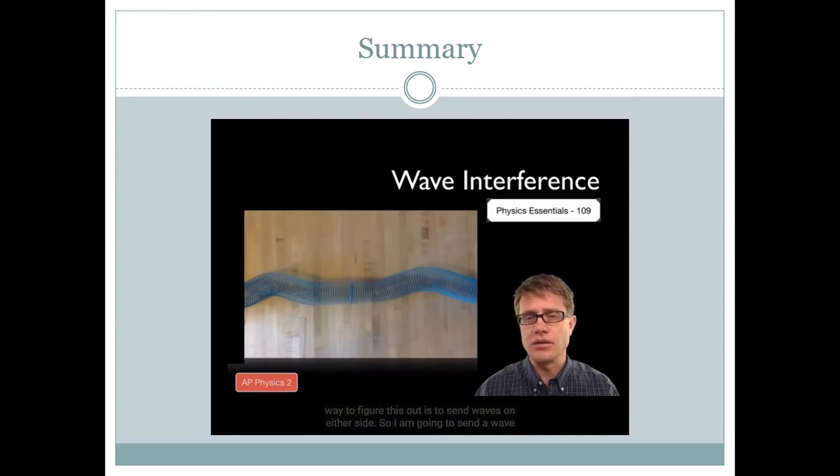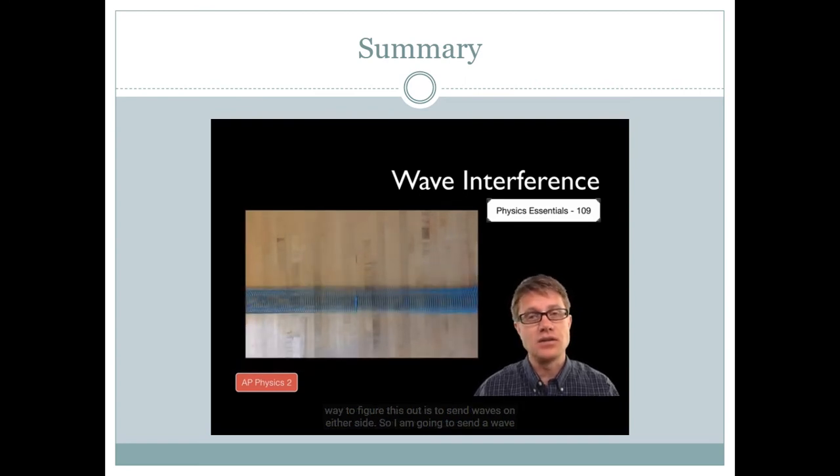So a better way to figure this out is to send waves on either side. I'm going to send a wave from the left on the top and from the right on the bottom. You can see they interact, but now the wave on the bottom continues to the left. So when waves hit, they interact, but they move through each other. They're not reflected off of each other.